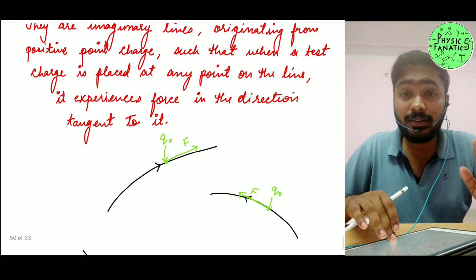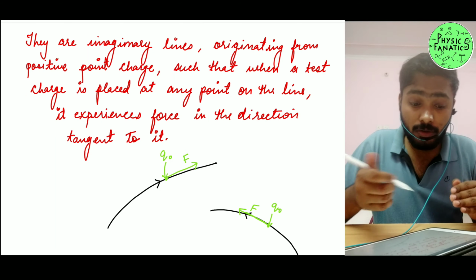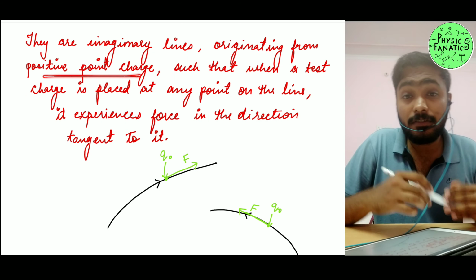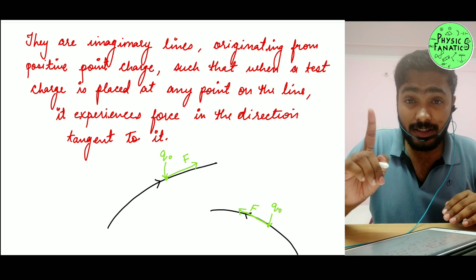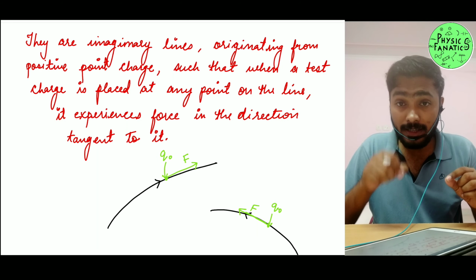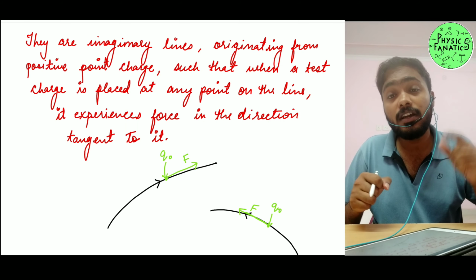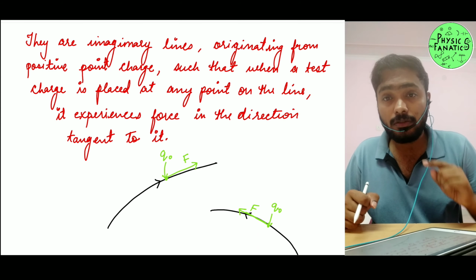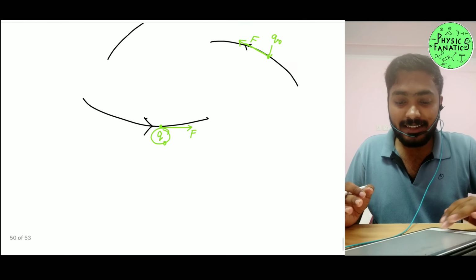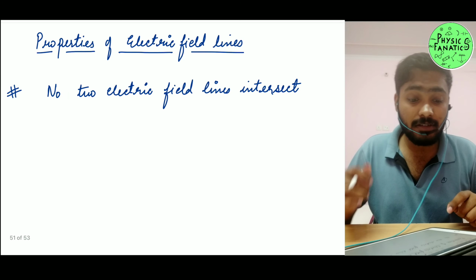So basically, what are electric field lines? They are imaginary lines originating from your positive charge such that the moment you place a test charge on it, the test charge is going to experience a force tangential to it. I hope that is understandable, right? Great. So let's move to some of the properties of electric field lines.